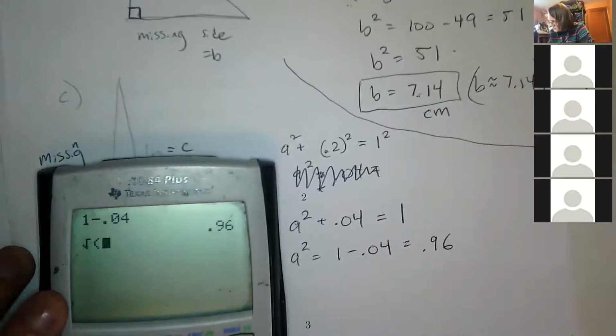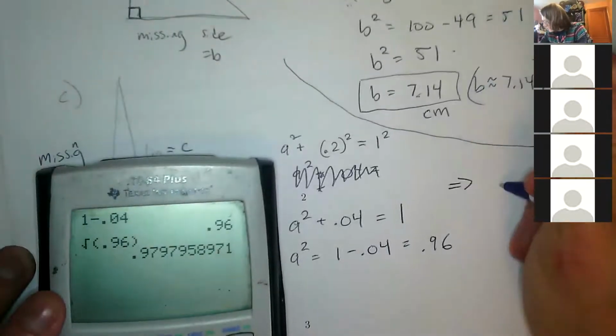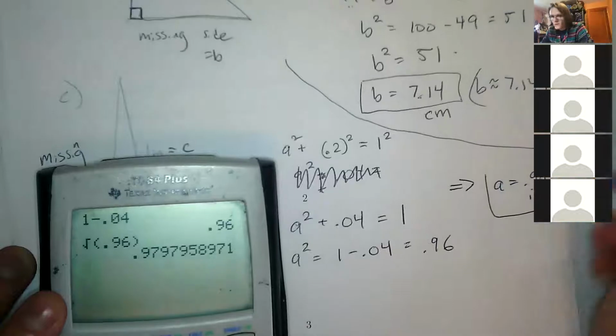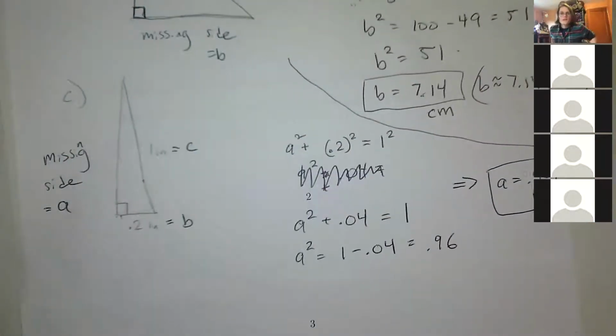So second square root of 0.96. So it's, I don't know, 0.98. So A equals 0.98, and this is inches. Sorry, it's a little crumpled. I didn't give myself enough room. All right. Any questions?